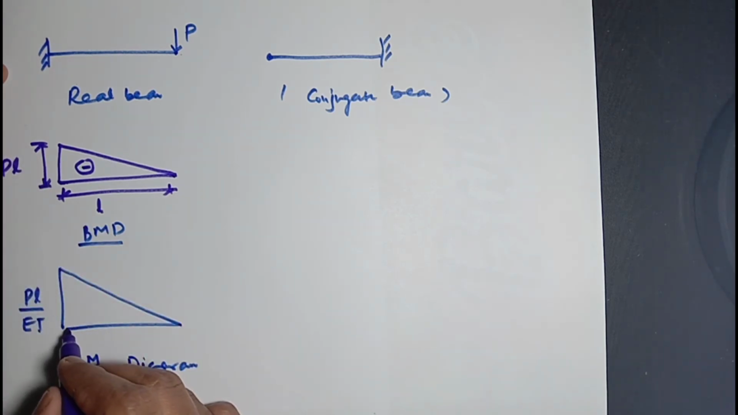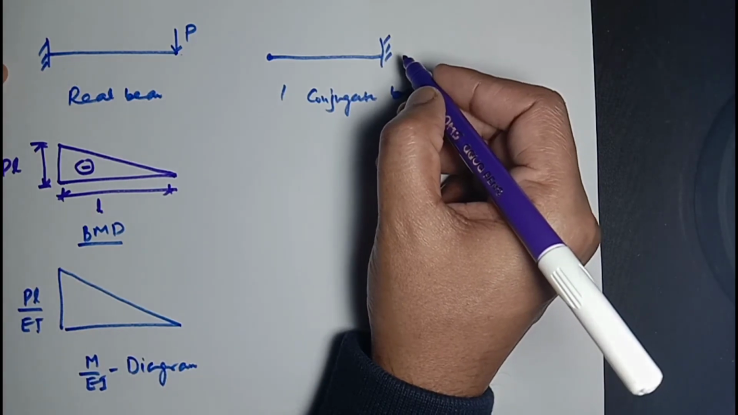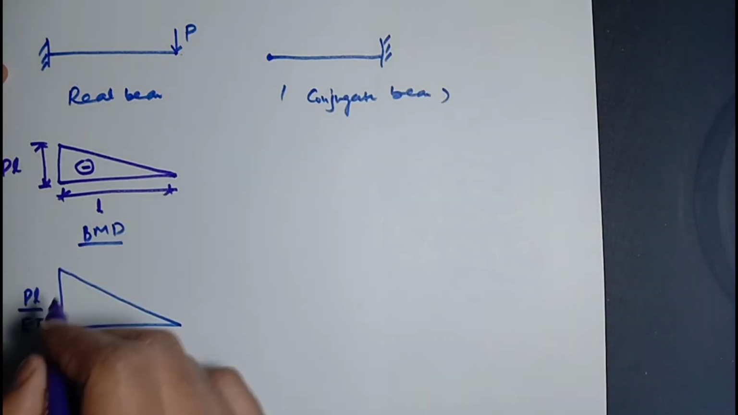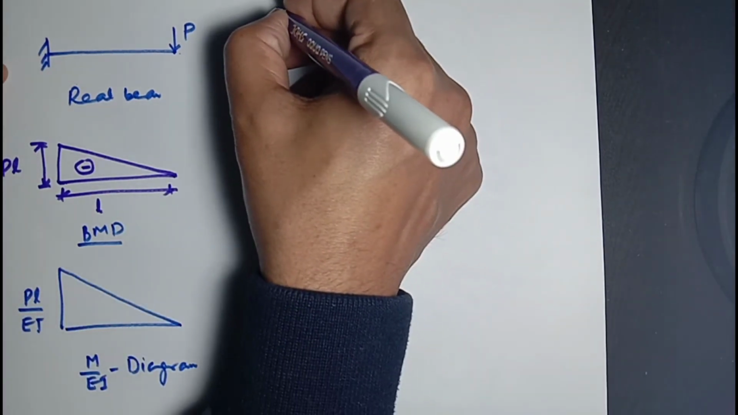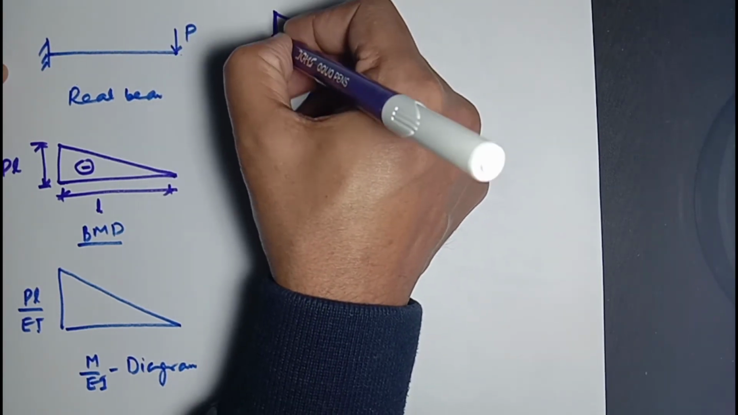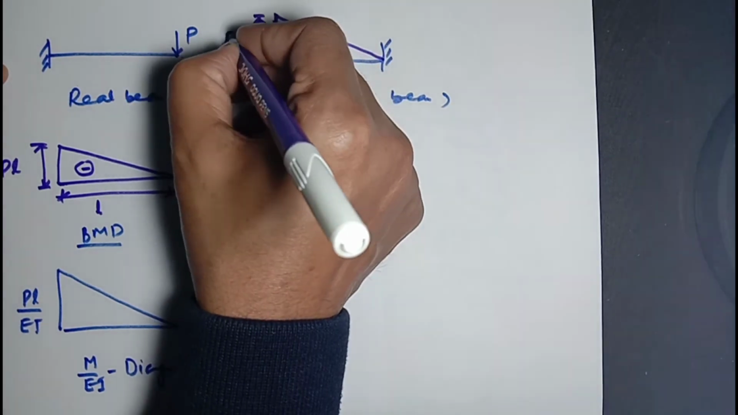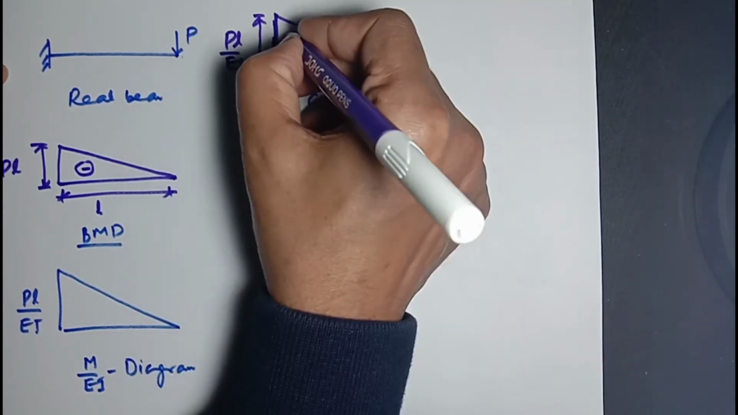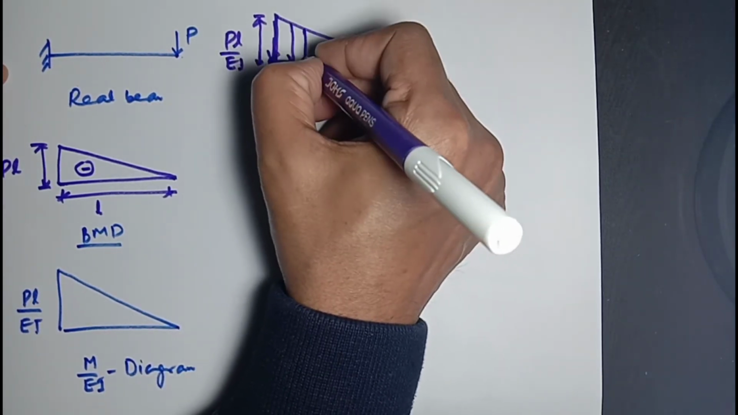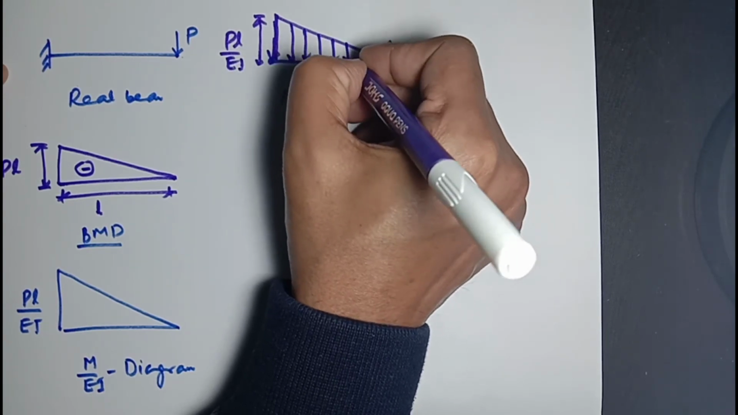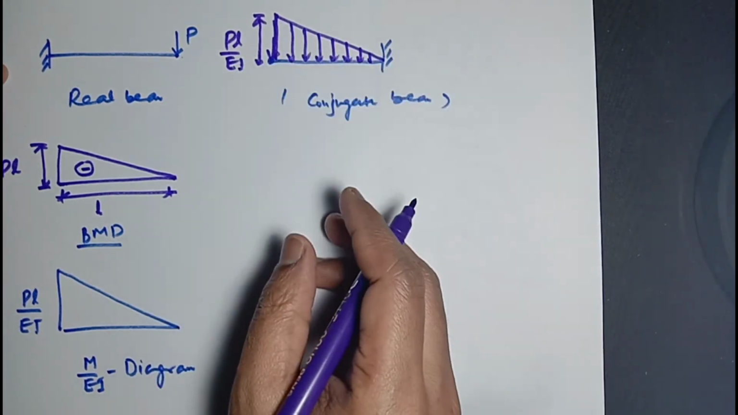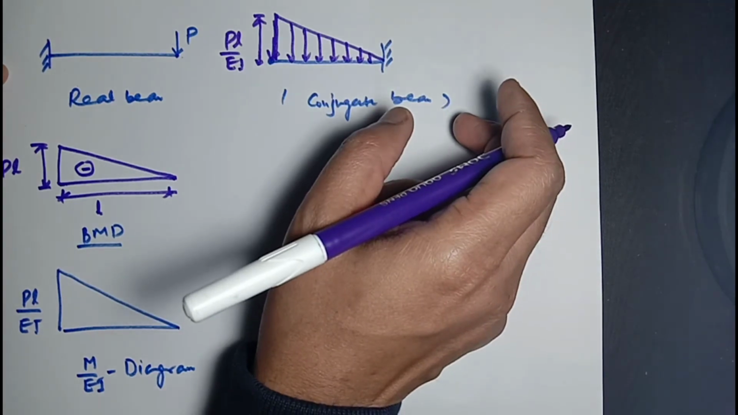This M over EI diagram will be directly put on the conjugate beam to make a loading pattern on this conjugate beam. So the loading pattern will be something like this. This will be the maximum value of PL over EI. Now the loading pattern is done in the conjugate beam.